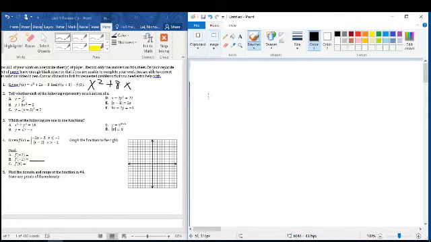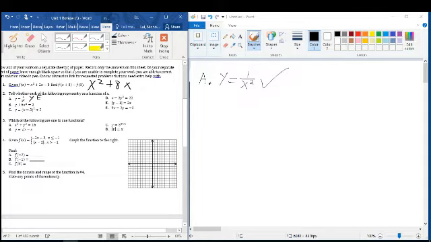All right. Let's go to number 2, tell whether each represents y as a function of x. So for a, we just say, is y a function of x? So y is equal to 1 over x squared. This is a function. So for that a, it's going to be yes. This is a standard rational function.